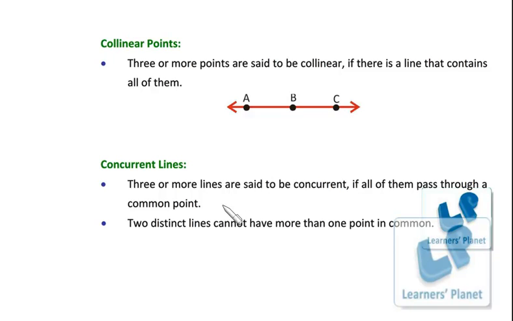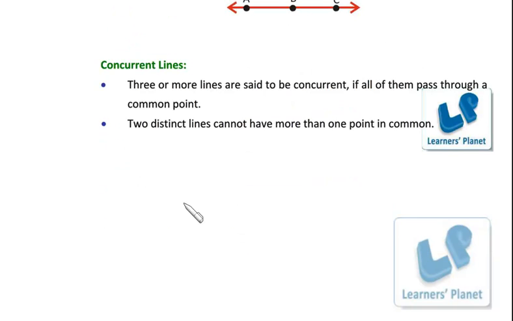Next is concurrent lines. Three or more lines are said to be concurrent if all of them pass through a common point. Two distinct lines cannot have more than 1 point in common. I just draw some diagrams over here. Suppose I have this line, then this line, this line. See, all the three lines are passing through a common point, so we call them concurrent lines.